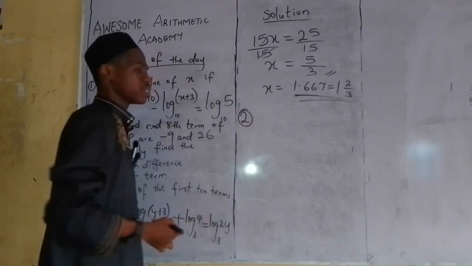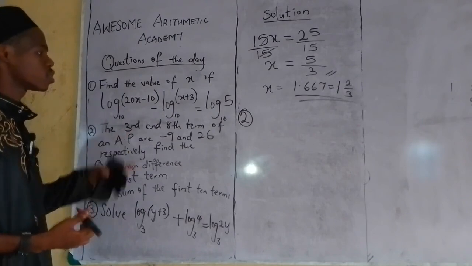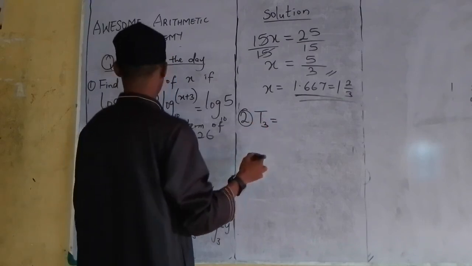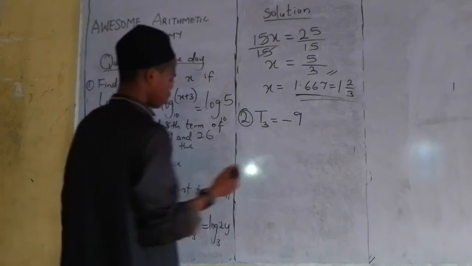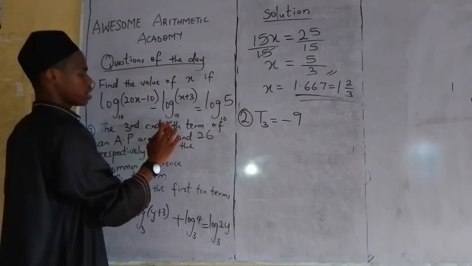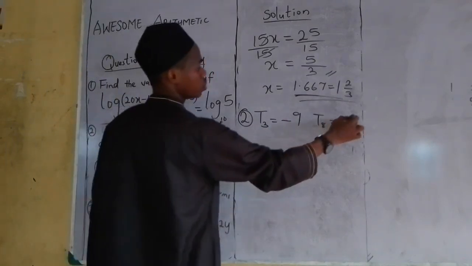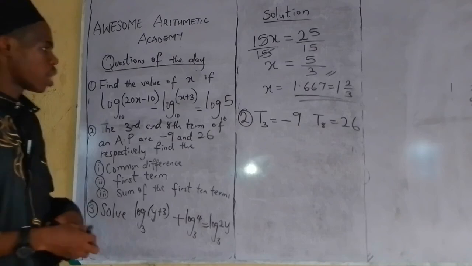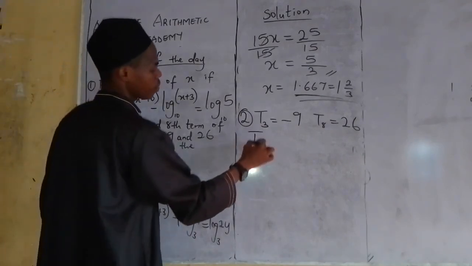So let us provide the values given to us. We are given the third term. Let's give that one, T3 is given to be minus 9, and the eighth term, that will be T8, was given to be what? 26. Now, what will happen? We are working with what? AP. What's the formula for an AP?